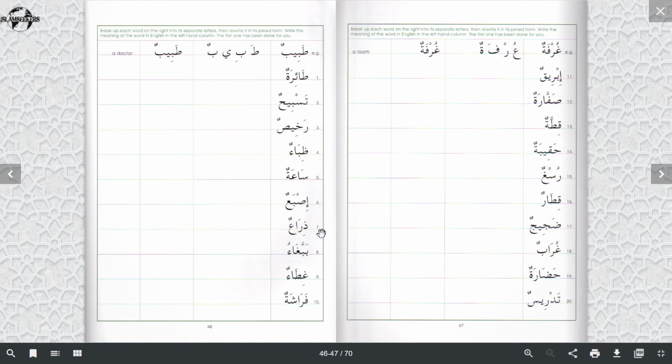Number seven. Dhira'un. An arm. Number eight. Babbaga'u. A parrot. Number nine. Ghita'un. A lid. Number ten. Farashatun. A butterfly.